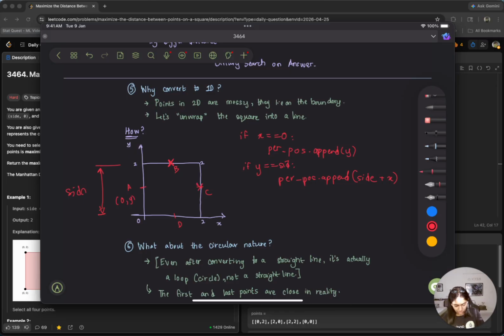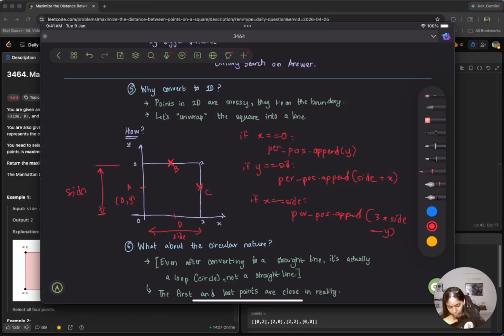So I see that C is at a distance in X. The value of X is equal to side. So if I see that, I can see that over here, it's actually 3 times the side minus whatever Y coordinate was mentioned, right? So I can write that as if X is equal to side, then I want to do perimeter positions dot append 3 times of the side subtracting whatever Y value I had.